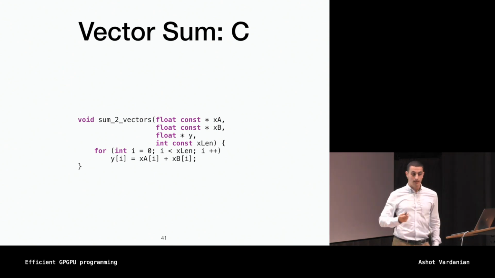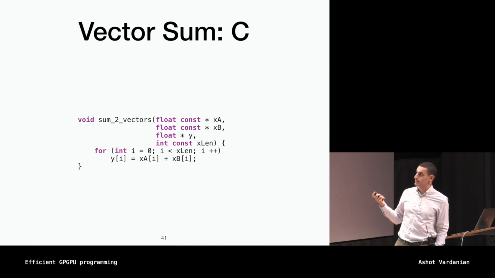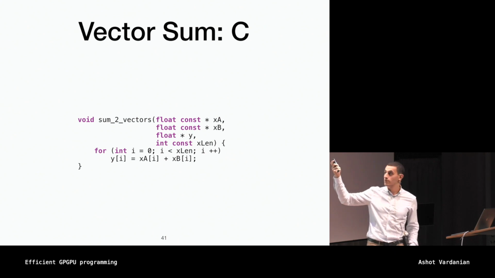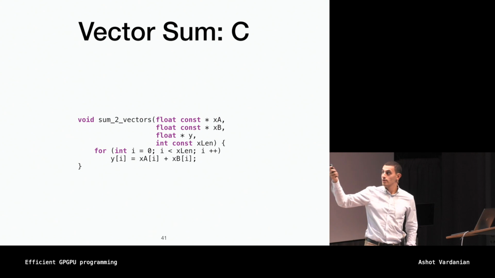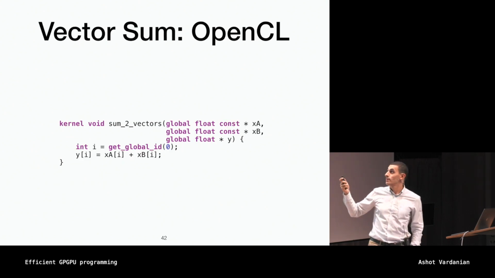To implement this in C, we can write something like this, a trivial code with the same signature as before, summing up two numbers. Just an explicit for loop, a very serial, very primitive code, hello world basically in the compute world.